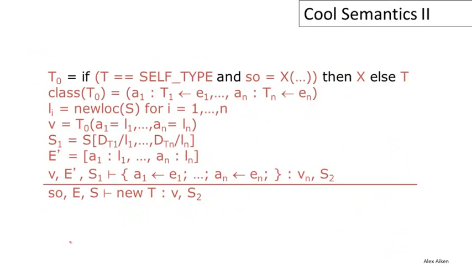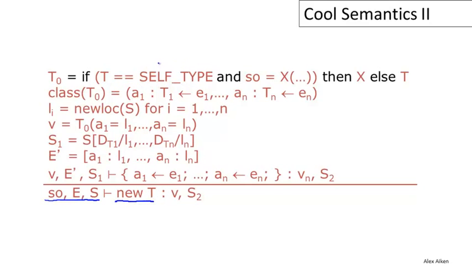At this point, we're ready to actually define the formal semantics of new T. So we're going to be allocating a new object of type T, and it's going to be in a context with self object S0, environment E, and store S. And the first thing we have to do is figure out what kind of object it is that we're actually going to allocate. And the only question is whether T is self-type or not.